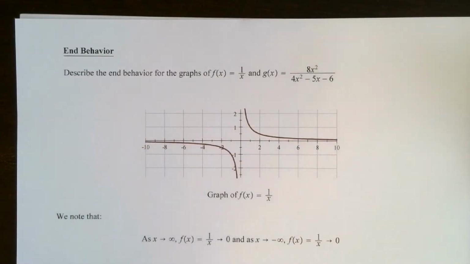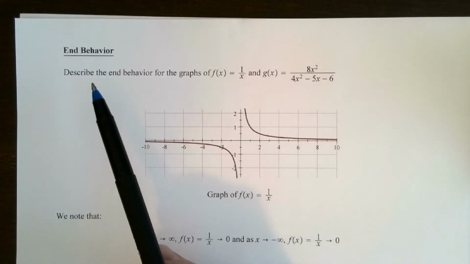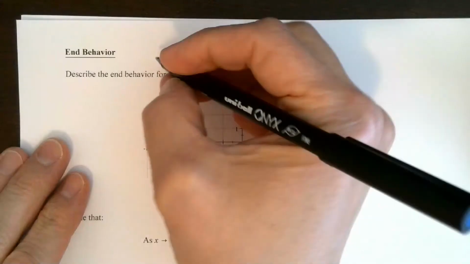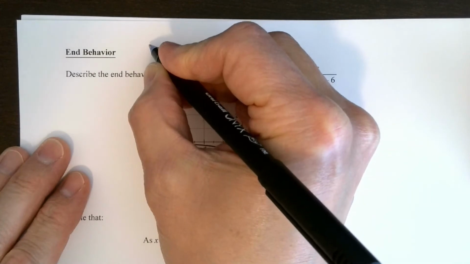Okay, we're going to now take a look at another aspect of rational functions. In the last video we talked about vertical asymptotes, and in this video we're going to talk about horizontal asymptotes, or what we sometimes refer to as the end behavior. Now, end behavior for polynomial functions, if you remember, had one of four different shapes, if you will.